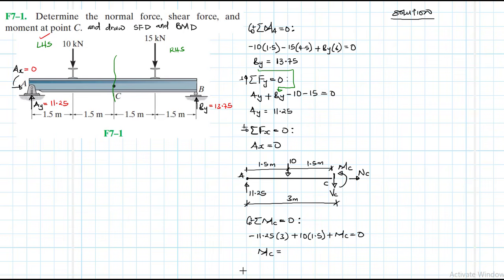Okay, let's calculate. So we have 11.25 times 3 plus 10 by 1.5. Alright, so MC is equal to 18.75, right? Great. So let's go to the other side.